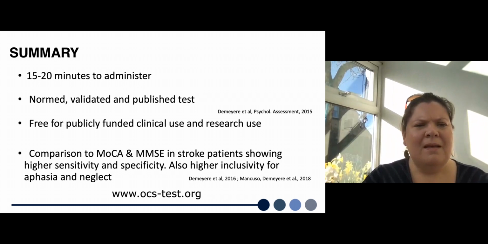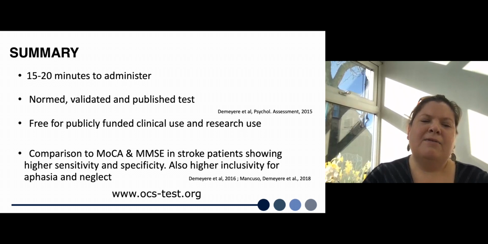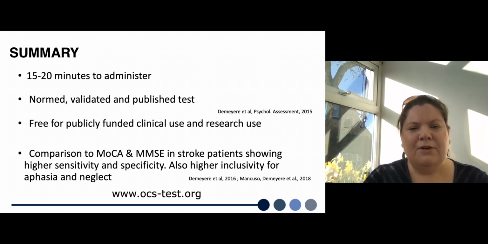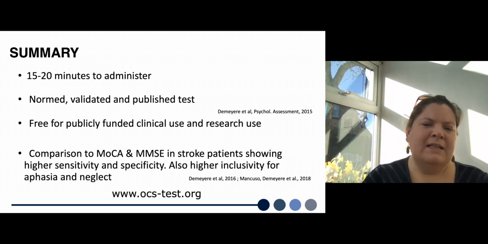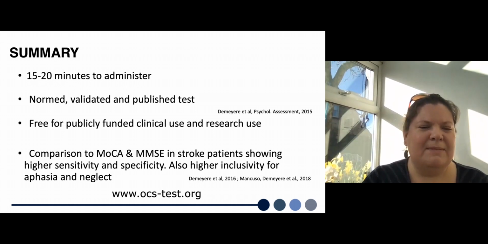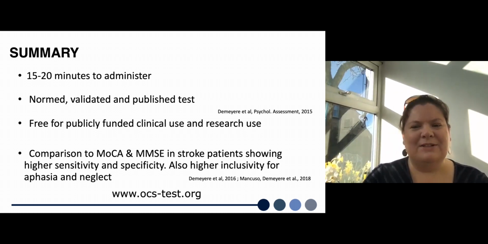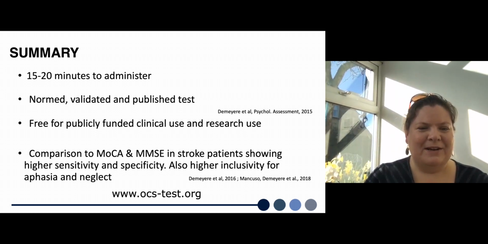So then the other take-home message is that this test has been norm-validated and published. The way it's been set up is that the licensing system we have in place is to make sure it remains free for publicly funded clinical use and research use. If that is not you or your setting, please do contact the Oxford University Innovations team and find out about custom licensing agreements to get this sorted. They're very open to discussing these things. But if you're working in publicly funded clinical use and research use, then the license is always free.